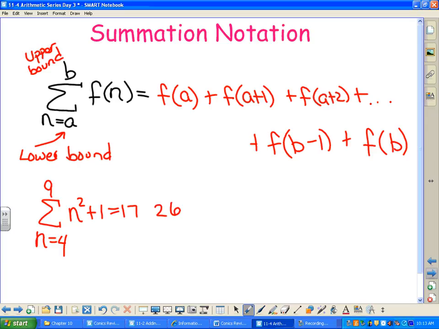Go to the next integer. It will be 6. Plug 6 in here, and what do you get out? 37. Now plug in 7, and you get 50. Then plug in 8, and you get 65, and finally you plug in 9, and you get 82. And how do I know to stop there? Because 9 is my upper bound.